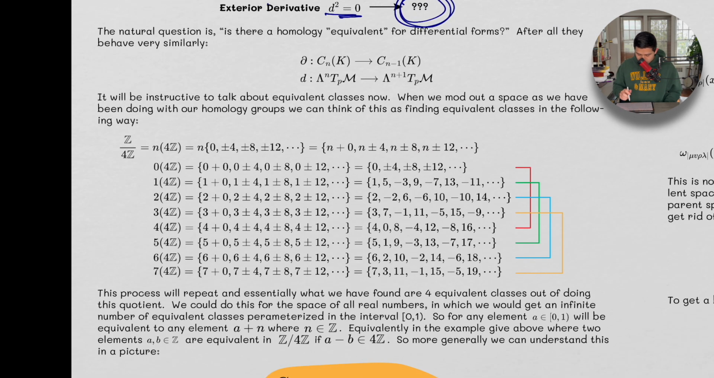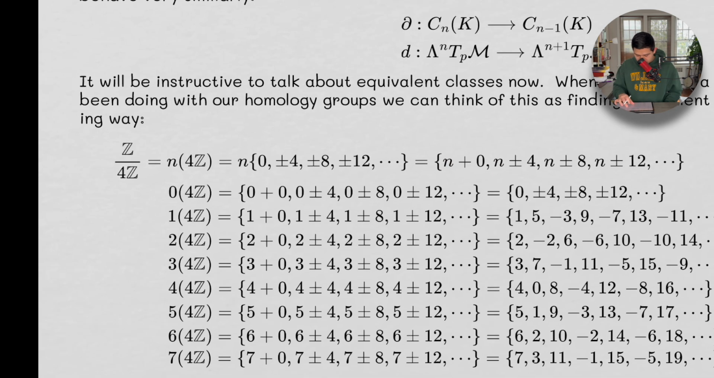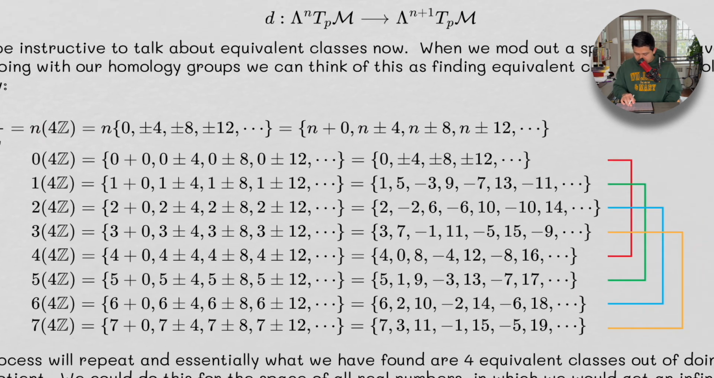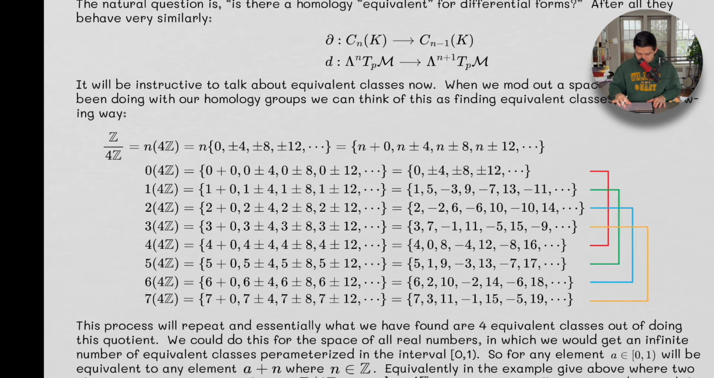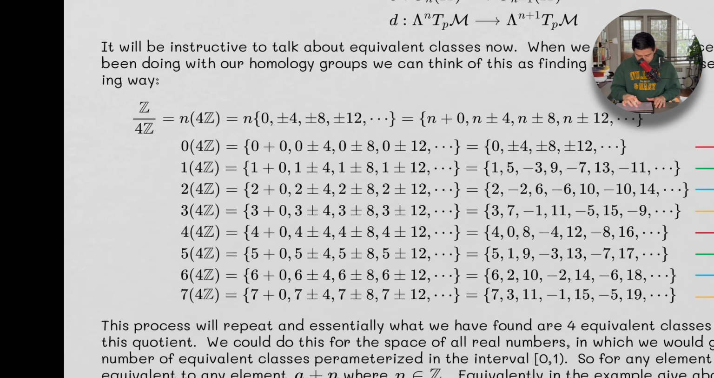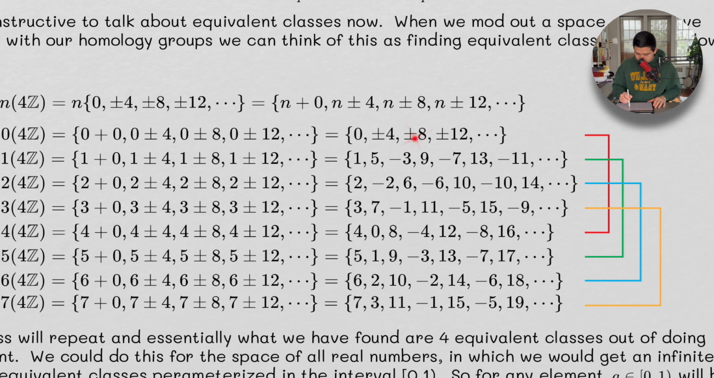So 4Z is going to take every integer n and add 4 or subtract 4 from it. In other words, the difference between each sequential point is going to be 4, going in the positive or the minus direction. So let's take an example. Here are our n's, our n groups, coming from Z. And then we're going to mod out 4Z. For 0, this is what that looks like, and we get plus minus 4, plus minus 8, plus minus 12.